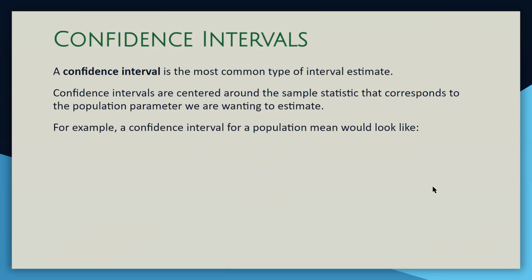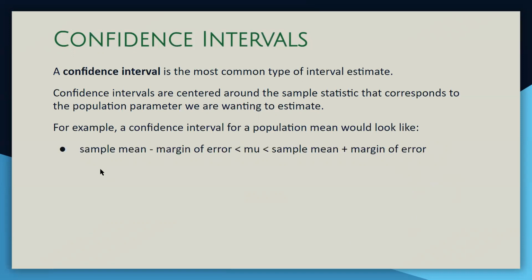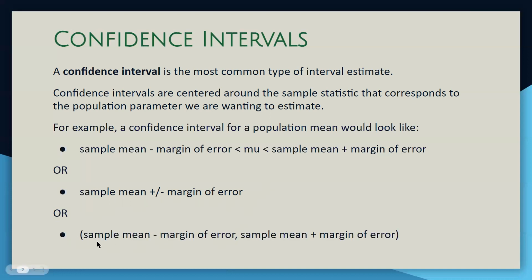For example, a confidence interval for a population mean would look like the sample mean minus our margin of error is less than the population mean is less than the sample mean plus the margin of error. Another way to write this is the sample mean plus or minus the margin of error. And then the notation in our textbook is writing it as an ordered pair: the lower bound, sample mean minus the margin of error, comma, the upper bound, sample mean plus the margin of error. You're going to see me default to the first notation.